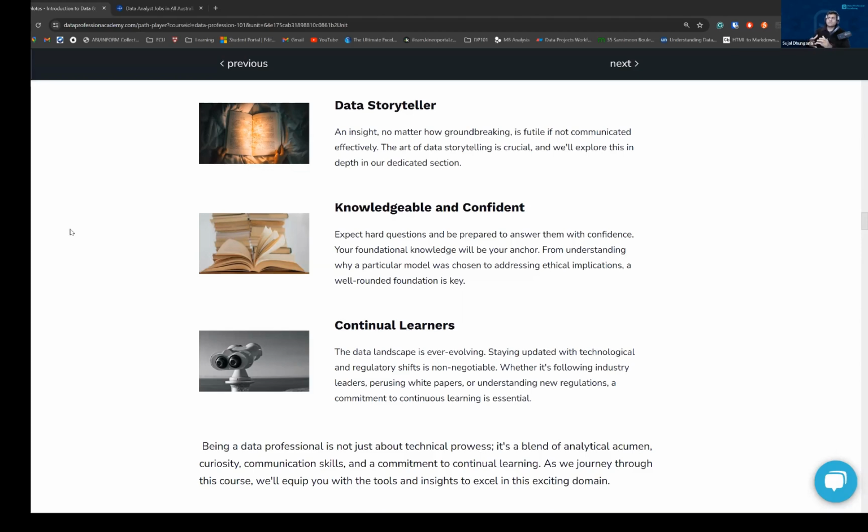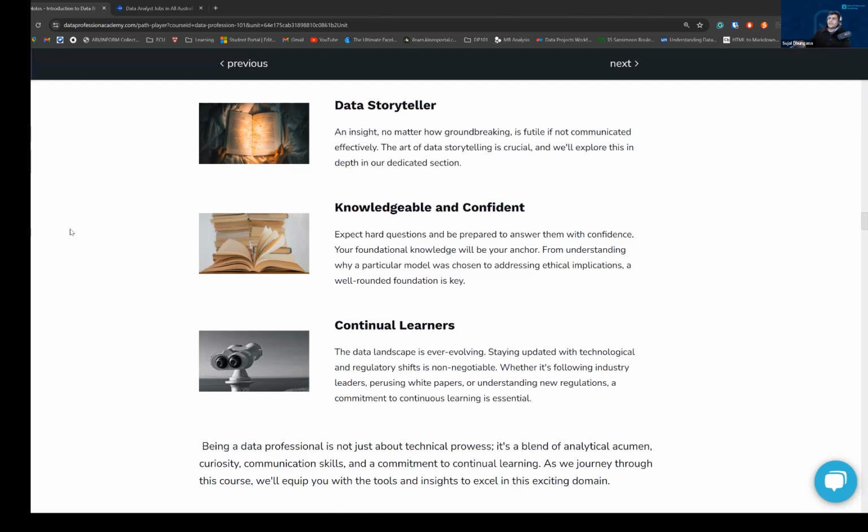You just don't rely on your analysis itself. You need to expand, or broaden your knowledge, and be knowledgeable about what other people are doing in similar scenarios. And how do we become knowledgeable and confident? That's the last point: by becoming a continuous learner. Learning never stops. I guess that's true in every profession, but especially in the data field, it just never ends.